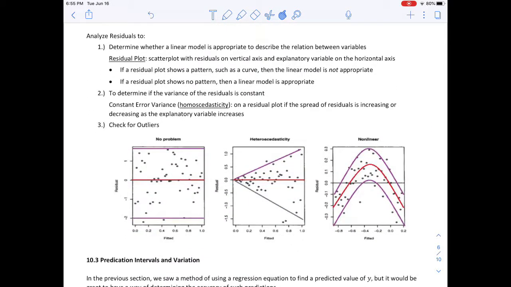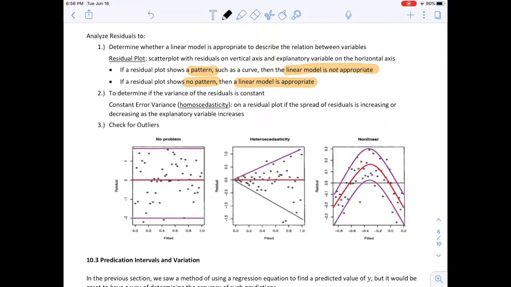Analyzing residuals. 1, determine whether a linear model is appropriate to describe the relationship between the variables. A residual plot is a scatter plot with residuals on the vertical axis and the explanatory variable on the horizontal. If the residual plot shows a pattern, such as a curve, then a linear model is not appropriate. However, if the residual plot shows no pattern, then a linear model is going to be appropriate.